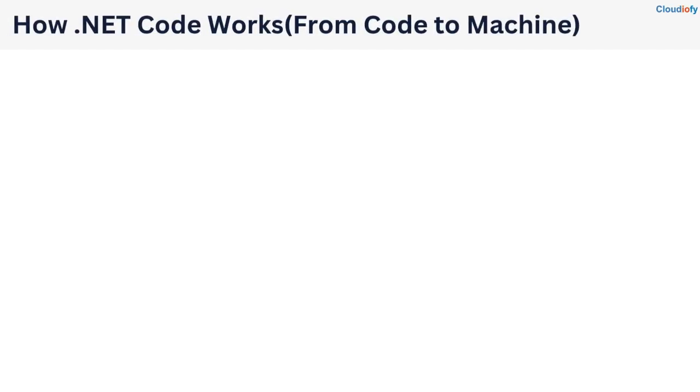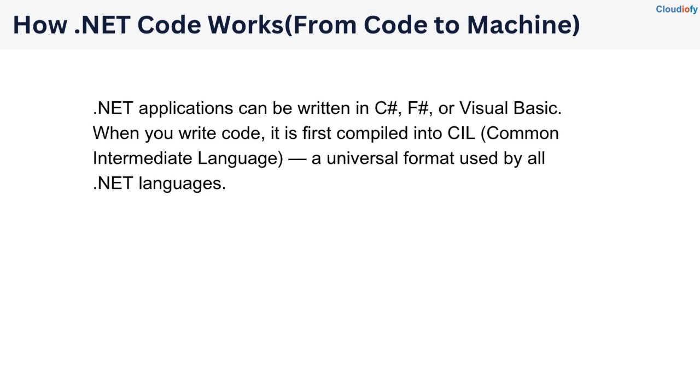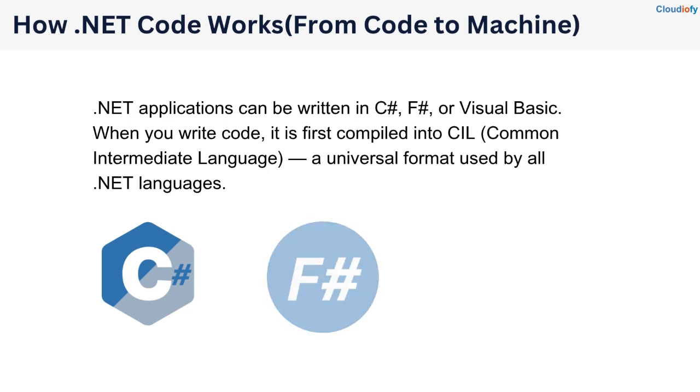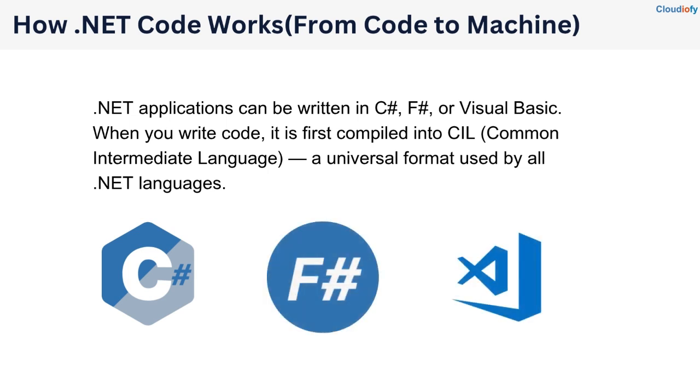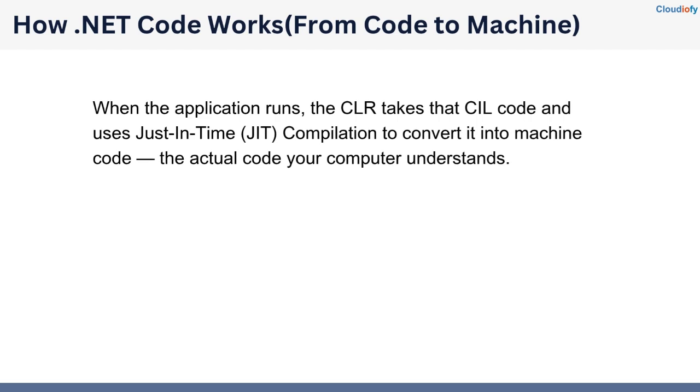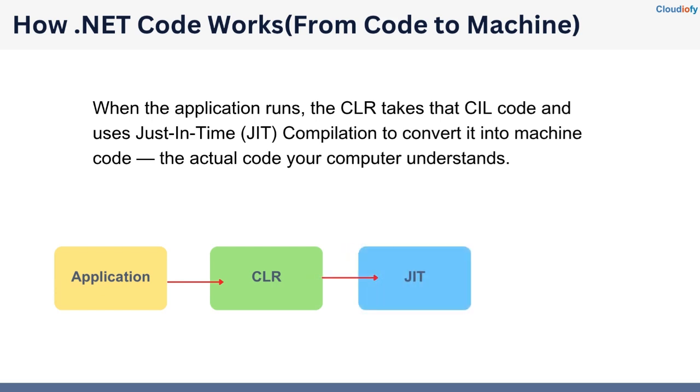How .NET code works, from code to machine code. Let's say you write some code in C#, F#, or Visual Basic. First, the compiler turns that code into something called CIL, Common Intermediate Language. This is like a universal language for the .NET world. Then, when you actually run the app, something called the CLR steps in and uses the JIT compiler, just in time, to convert that CIL into machine code, which your computer can understand and run.